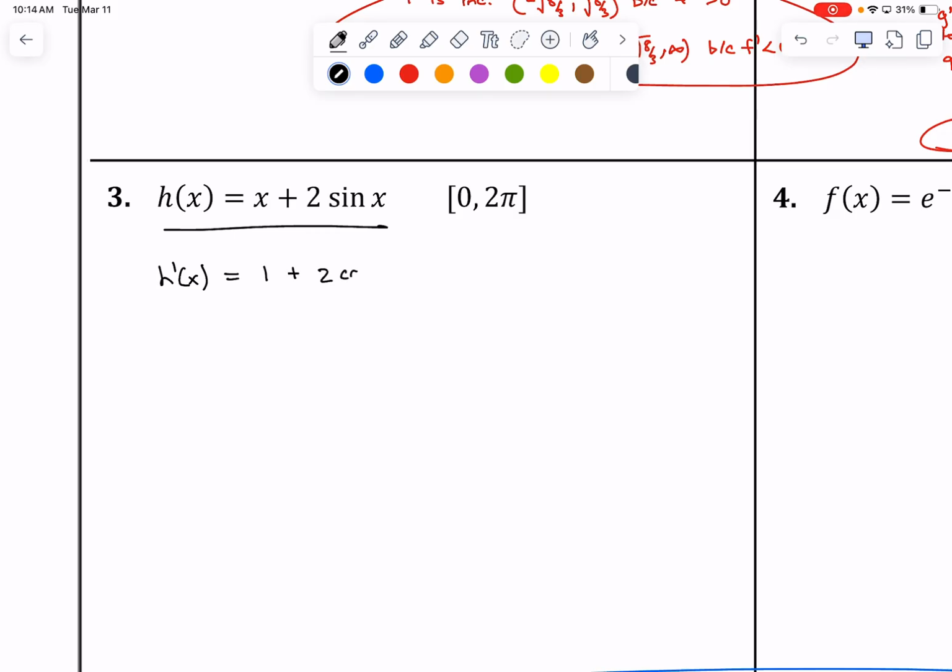1 plus 2 cosine x. Now, they did restrict the interval. They will always do that with trig functions. Otherwise, there's an infinite number of answers for critical values. So we're only looking for so many critical values here.